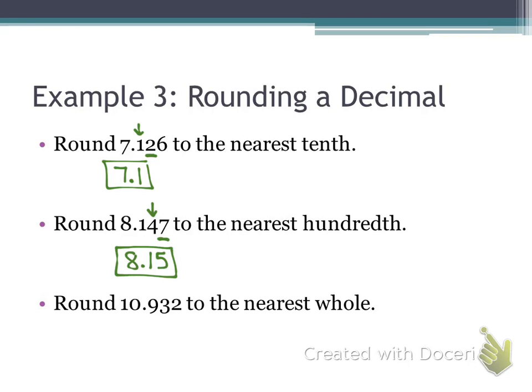Now look at the third one. Round it to the nearest whole. Well, what's a whole? What place is going to be a whole? It's going to be the ones place. So what's the next place after the ones place? The tenths place. Well, the tenths place is a 9, so what's going to happen to my ones? It's going to go up to an 11. Okay? All right, any questions about rounding decimals?